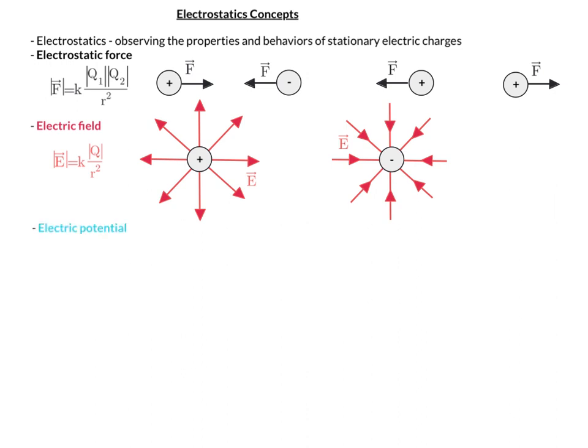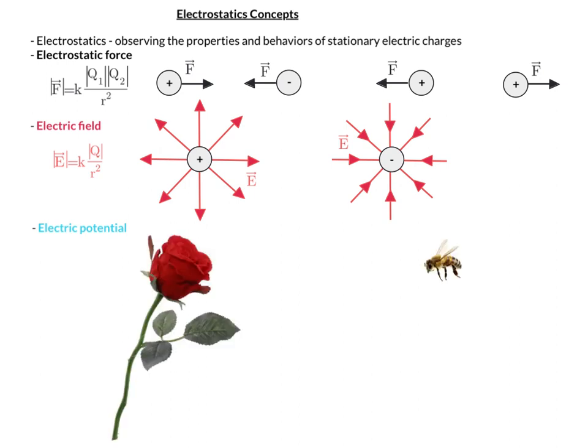Now, the third concept is that of the electric potential. So let's look at the rose and bee analogy. You can think of this electric potential as the strength of the fragrance of the flower, and the ability of this flower to convince the bee to do work in order to come close to the flower and extract the pollen.